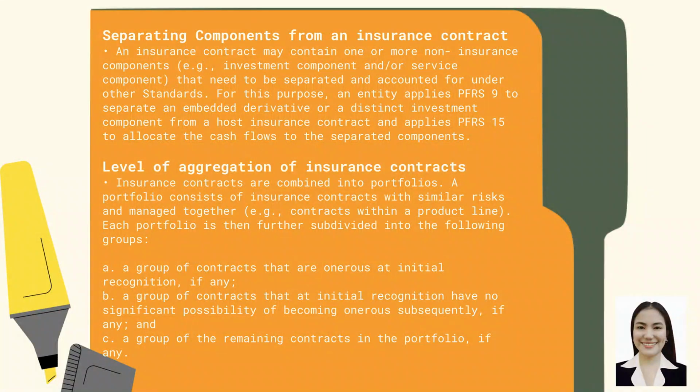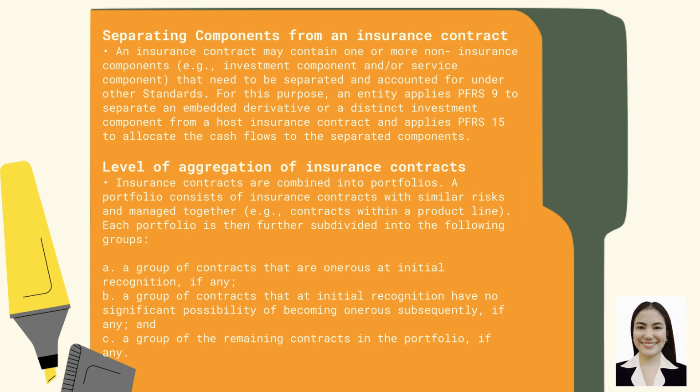And for the next slide, how do we separate components from an insurance contract? So sabi dito, separating components from insurance contract. An insurance contract may contain one or more non-insurance components, gaya daw ng investment component and or service component, that need to be separated and accounted for under the standards. For this purpose, an entity applies PFRS 9 to separate an embedded derivative or a distinct investment component from a host insurance contract and applies PFRS 15 to allocate the cash flows to the separated components.